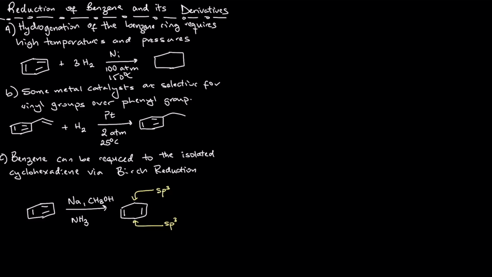It actually looks a lot like your dissolving metal reduction that we've seen for alkynes going down to alkenes. Take a sodium metal solid and you dissolve that this time in methanol and ammonia. You can treat that benzene under these conditions and you would form your isolated cyclohexadiene. So notice that we've formed two sp3 carbons in between the two vinyl groups that are on that six-membered ring at this point. So this would be an isolated diene.